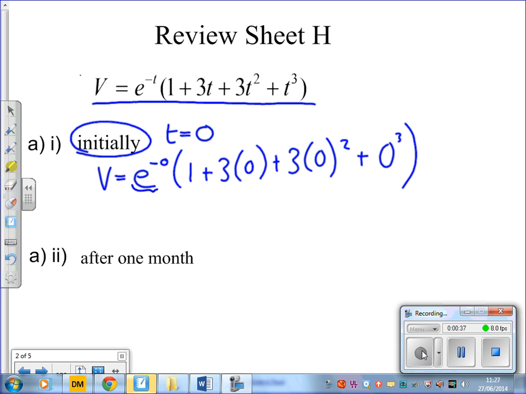E to the 0 is 1. Everything in this bracket gives us 1. So the value of the investment, 1 times 1, equals 1. V is given in thousands of pounds, so our answer is the initial investment is £1,000.